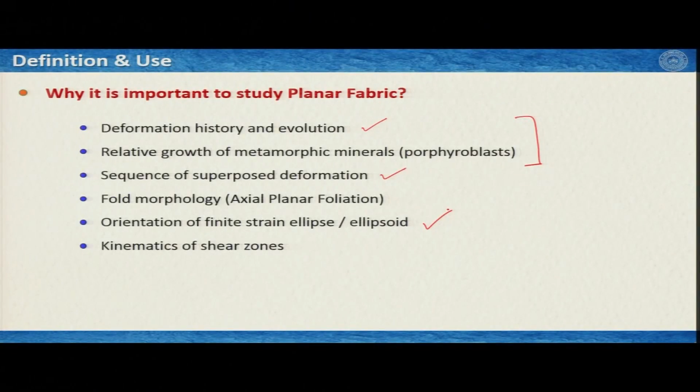Foliations are also very important in figuring out the orientation of the strain ellipse and strain ellipsoid. We will learn about it later. And finally, to reveal the kinematics of the shear zone, whether the shear zone is moving dextrally or sinistrally, foliations are one of the key parameters that we use to unravel the kinematics of shear zones. So, all these are very important, and based on the problems you encounter in the field, you may use foliations in different ways, but these are the general uses of foliations that you can think of as a structural geologist.